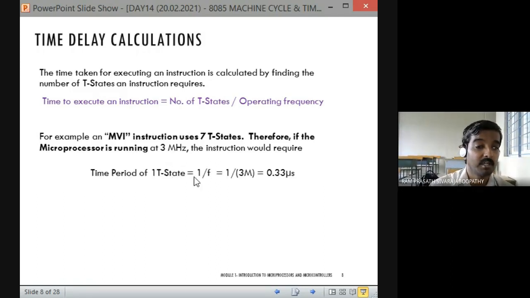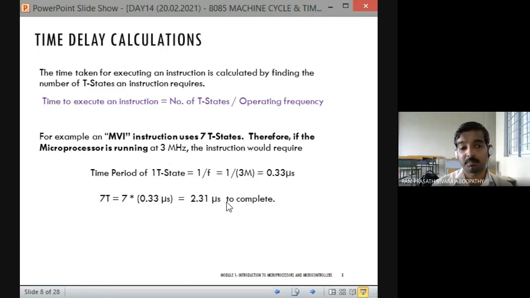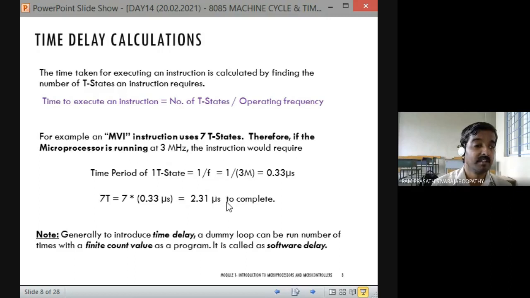So the time period of 1 T state is equal to 1/f, which is equal to 1/3 mega, that is equal to 0.33 microsecond. So 7 T states is equal to 7 into 0.33 microsecond, which is equal to 2.31 microsecond to complete. Fine. So without knowing the machine cycle and its duration, we cannot find the time period of the execution of an instruction. Fine.